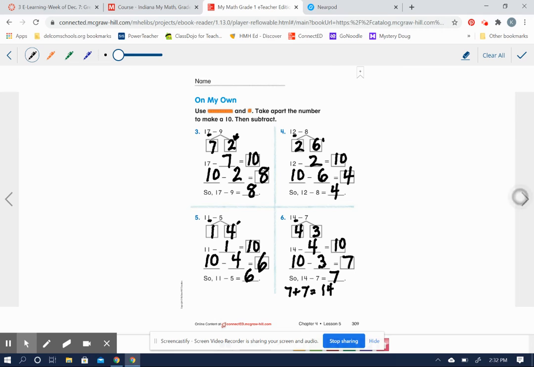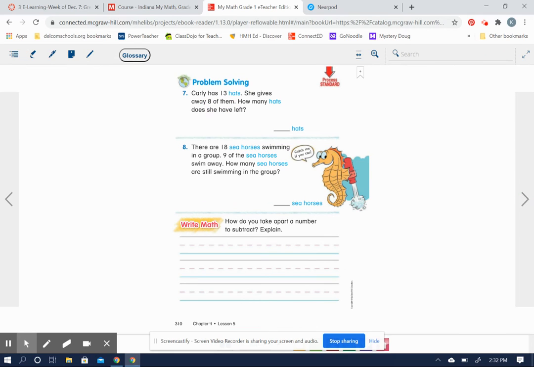Okay. All right, turn your paper over, and it says Carly has 13 hats. She gives 8 of them away. How many hats does she have left? So here's what we're trying to find. I'll get my pencil. We're trying to find 13 minus 8 equals blank.